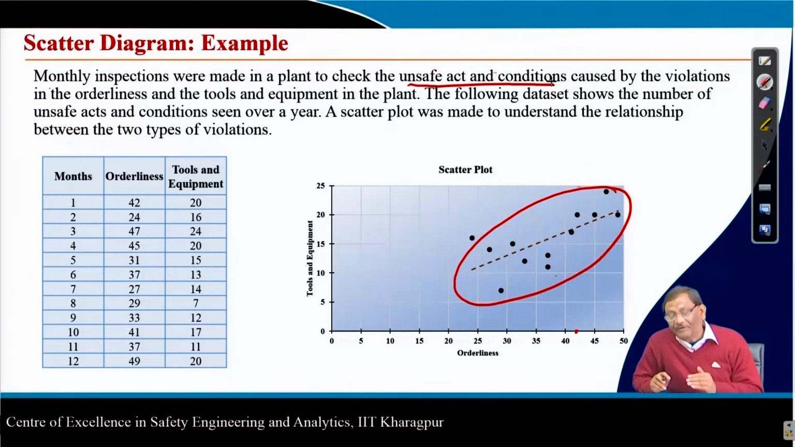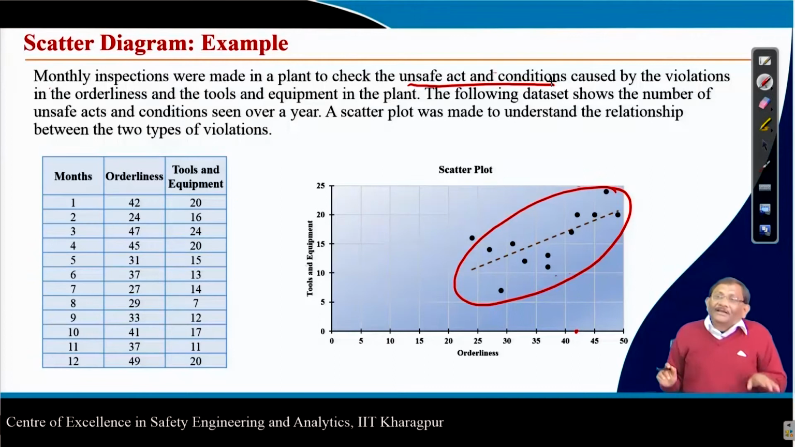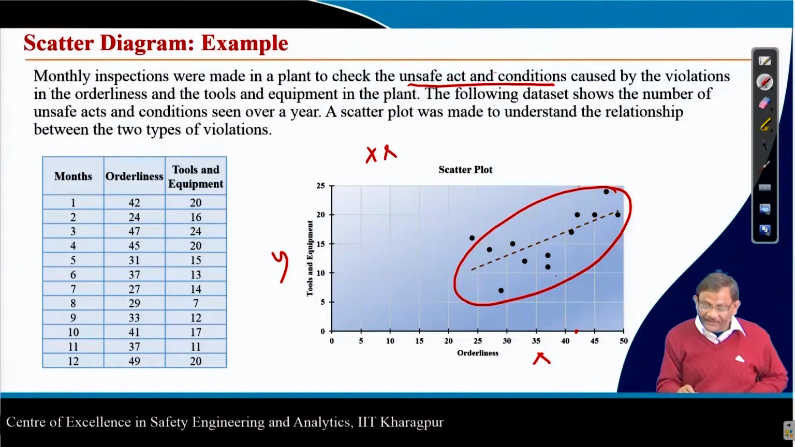That means if one kind of violation is committed by the stakeholders or the people there, then the chance of another kind of violation is also more. So that is the crux of the matter. In a general sense, you can say that if this is x and this is y, then x and y are positively related.